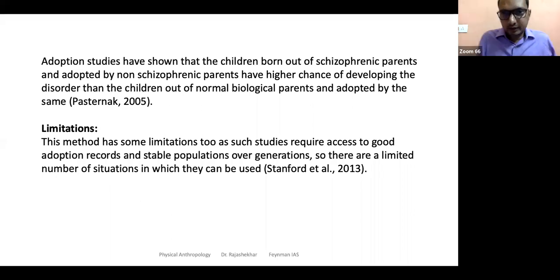So what are we learning here? People born to schizophrenic parents, but brought up in an environment where schizophrenia doesn't exist, have a higher chance than those children born to normal parents and adopted by normal parents. So what are they trying to tell us here? What is the study aiming to tell? Genetic role or nurture role?